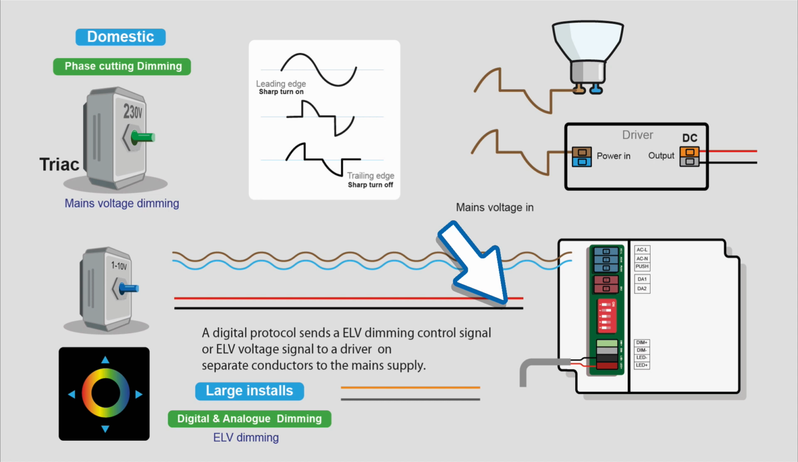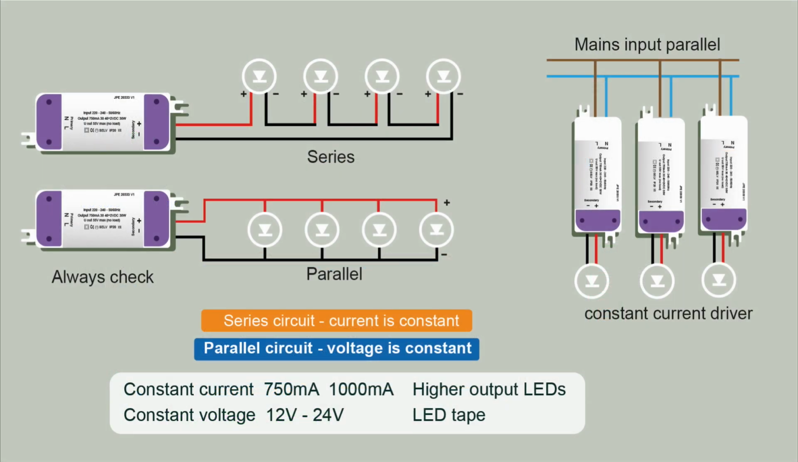You'll have the basic push type dimming, and even then with push dimming you need a live and neutral and the push signal. You get lots of different types of drivers. I suppose the basic two are constant current and constant voltage, and they do what they say. A constant current driver is going to deliver that constant current.